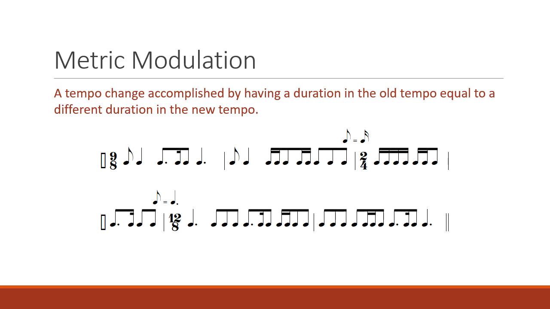In this example, the first metric modulation happens at the 3rd bar, where the 8th note in 9/8 becomes equal to the 16th in 2/4. 2 bars later, the 8th of 2/4 becomes the dotted quarter in 12/8. The first modulation slows the tempo a bit, and then the second one speeds it way up. Here's what that sounds like.